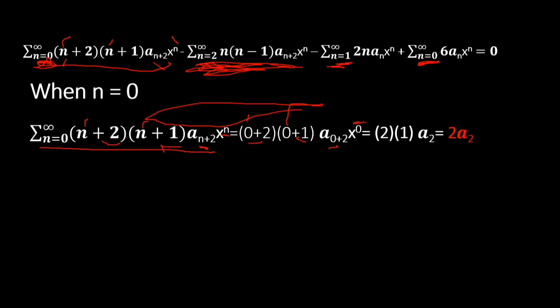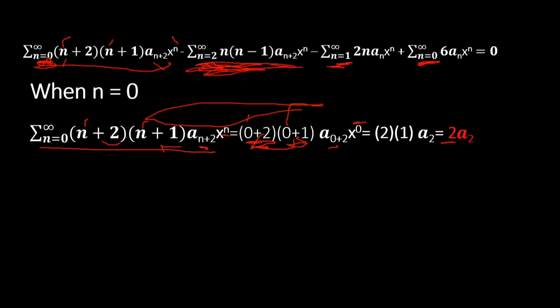Okay, now we can see that 0 plus 2 here will give me 2, and 0 plus 1 will give me what? 1. Okay, so 2 times 1 will give me what? 2. So that is how we arrive at 2 there.